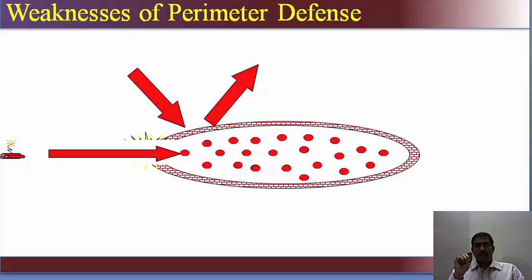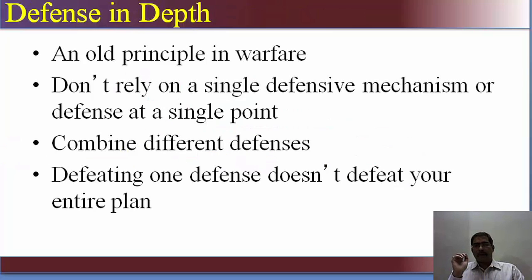The arrows coming in and going out is an attacker trying to get into the perimeter. But if he manages to get into the perimeter, attack one node or attack one server, then he is in. He can do anything that he wants.